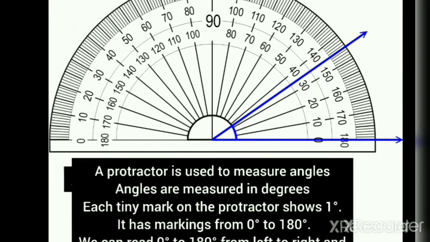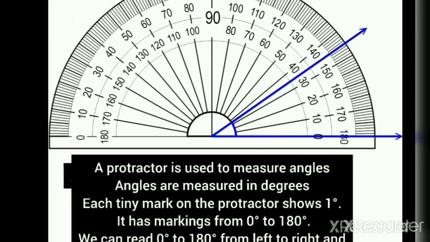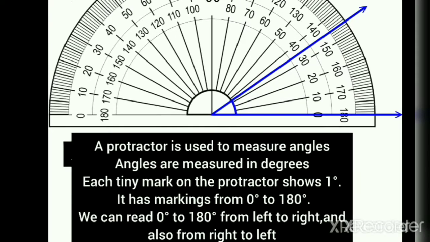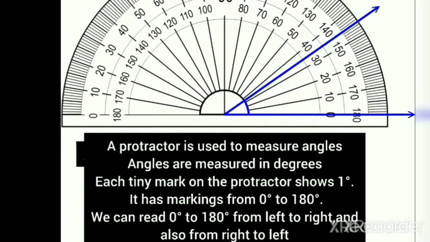Which is degree? You can see one small 0 on top, one round like this. This is the symbol for degree. Clear children? So 0 to 180 degree. The same way, 180 and one small 0 at the top, that is degree. We can read 0 to 180 from left to right and also from right to left. You can see both sides.